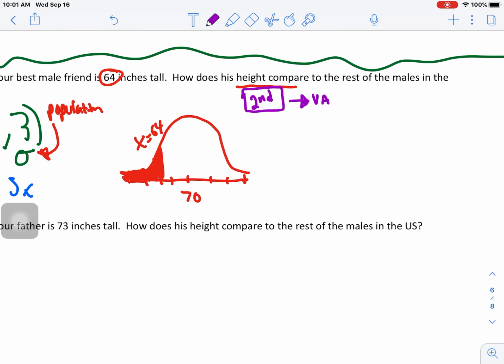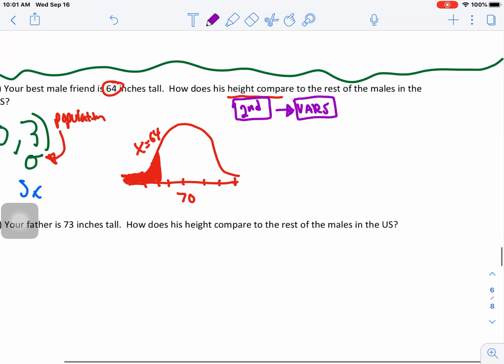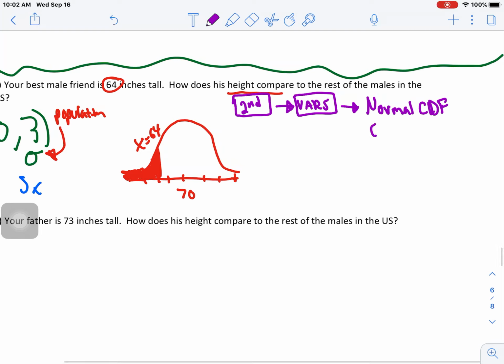We're going to go to vars. And from there, we're going to click normal CDF, and I will show you what that all looks like. What this normal CDF does is it gives you 4 parameters that you have to put in. These 4 parameters are going to be your lower bound, your upper bound, your average, and your standard deviation.